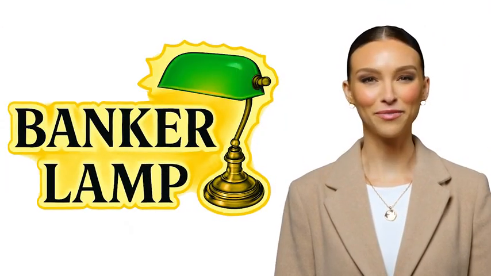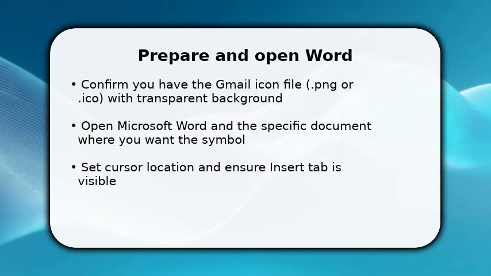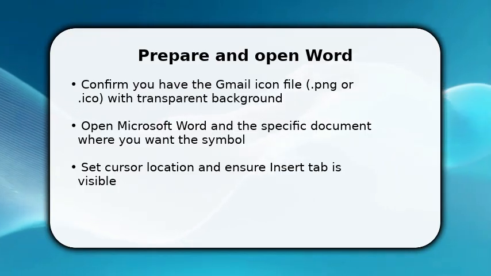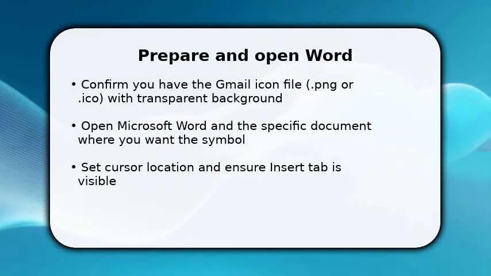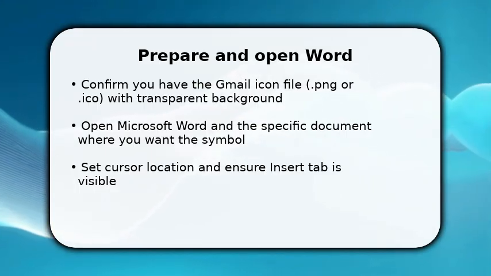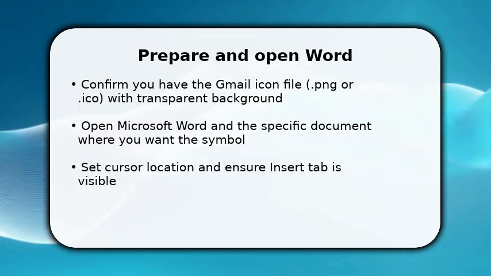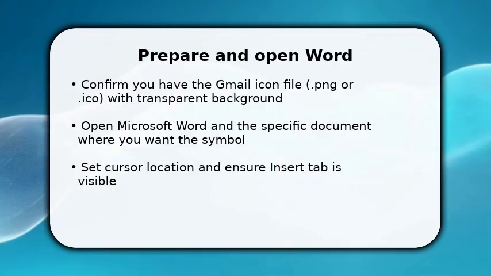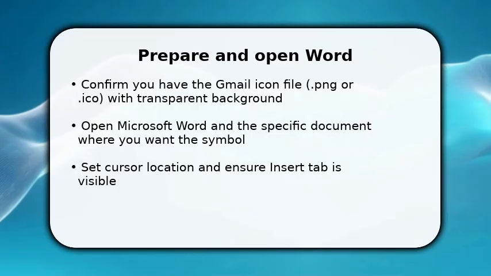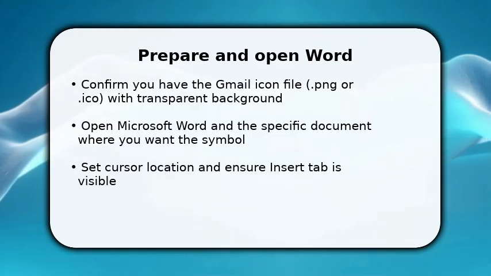Please enjoy the video. You start by having the Gmail icon file ready. A PNG with transparency is best. Once done, open Microsoft Word and the document you will edit. Make sure the Insert tab is visible so you don't waste time navigating menus. Place the cursor where the symbol should appear, or select the object that will align with the icon. These first steps put you in position to import the image cleanly and control size and placement immediately.